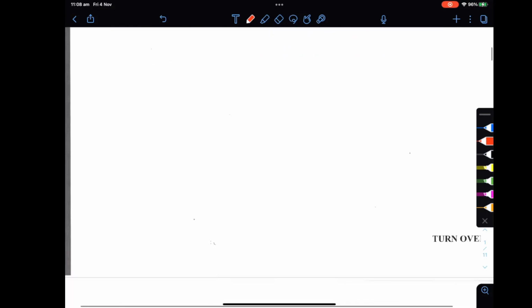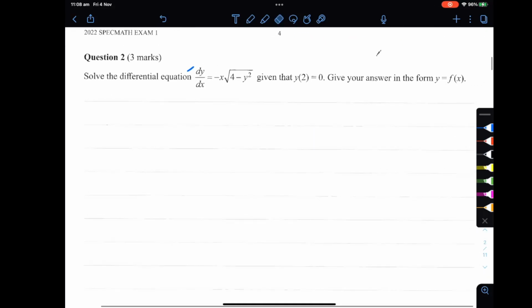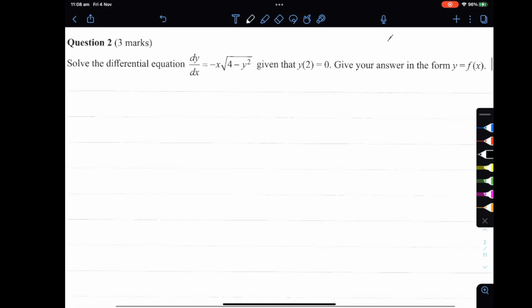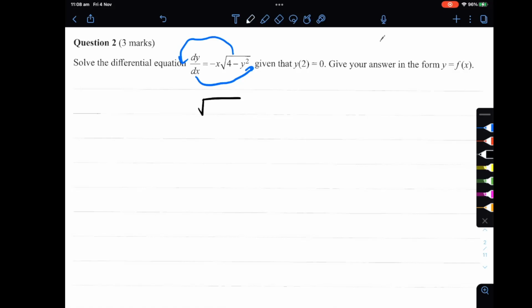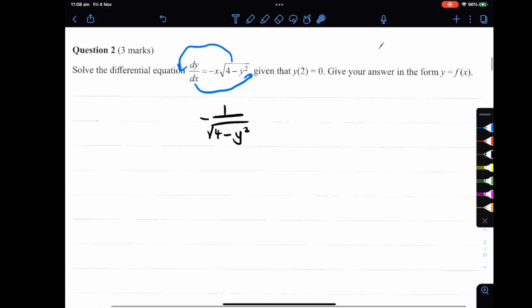Alright, question 2, solve the DE here. Okay, so it looks like it's a separable equation. We can bring this over, and we can bring this dx over here as well. So we're going to get 1 over square root of 4 minus y squared. In fact, we'll bring the negative over, because I can see that this is going to become arc cos when we integrate. And then this here is going to become x dx. We'll integrate.